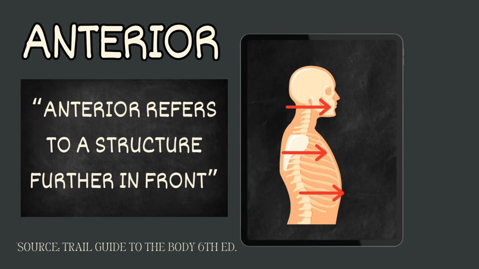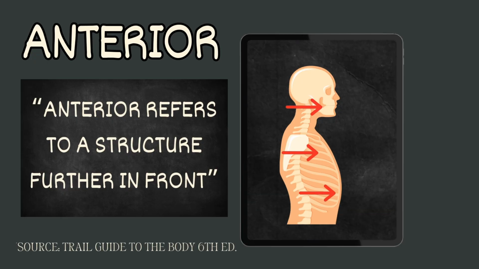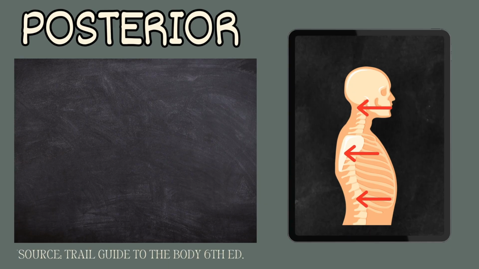The next term we're going to look at is anterior. So again, if you have any Latin language background, you already know what this means. And it's just anything closer to the front of the body. So your nose is anterior on your body. Your chest is anterior on your body. Your six-pack, your rectus abdominis, is anterior on your body.